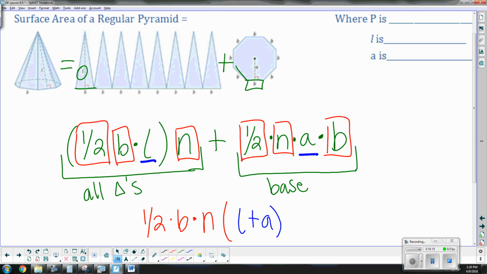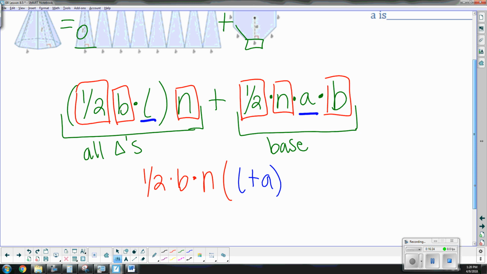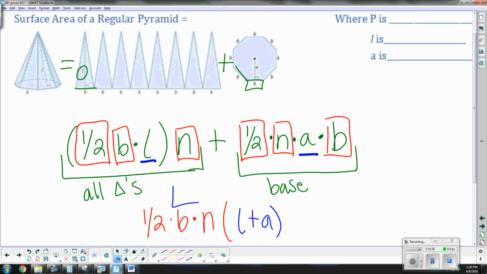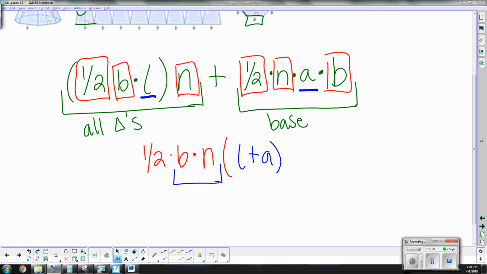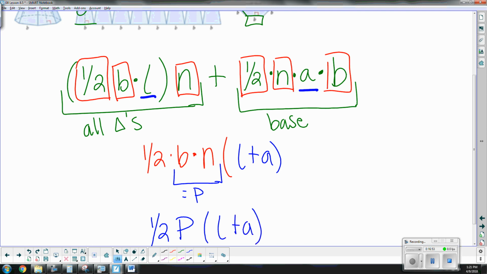Right, so here's our formula for a surface area of a regular pyramid. Now, just to simplify a little bit more, B times N, that's the side length times the number of sides. That's equal to the perimeter. So we can say that the area of a regular pyramid is 1/2 times the perimeter times the slant height plus the apothem.